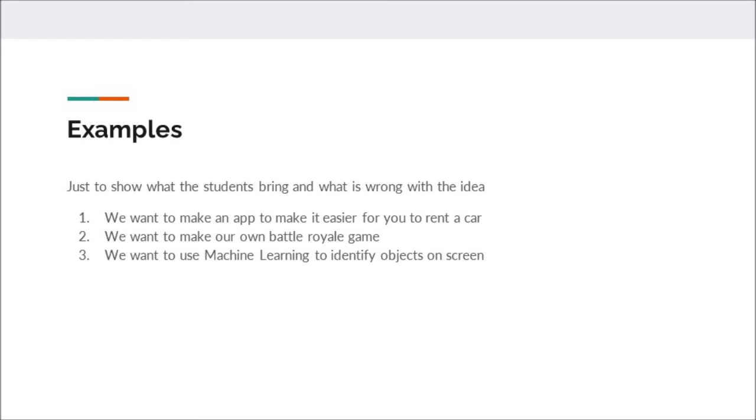Second one is people who are very enthusiastic about game development, they say that we want to make our own battle royale game or some other game. These days battle royale is very popular, so normally people come up with this kind of idea. Third one is we want to use machine learning to identify objects on screen. These are those people who want to do something in machine learning. They cannot think of anything, and even if they do think of something, putting it down like this doesn't tell us what they want to do and how they will achieve it.